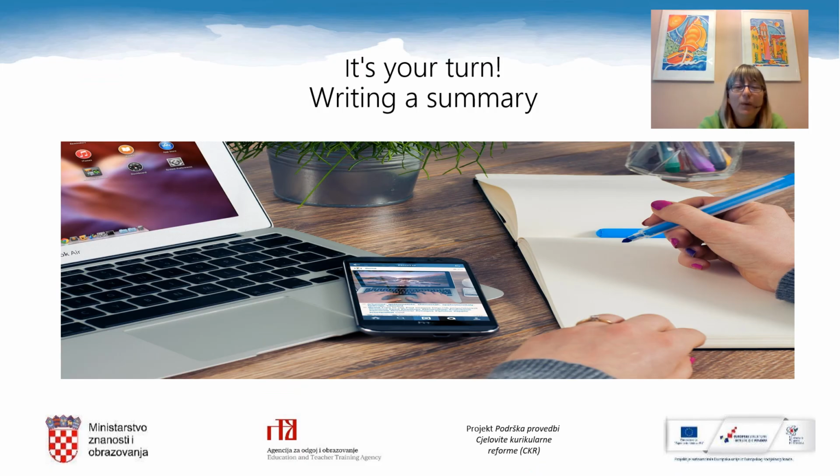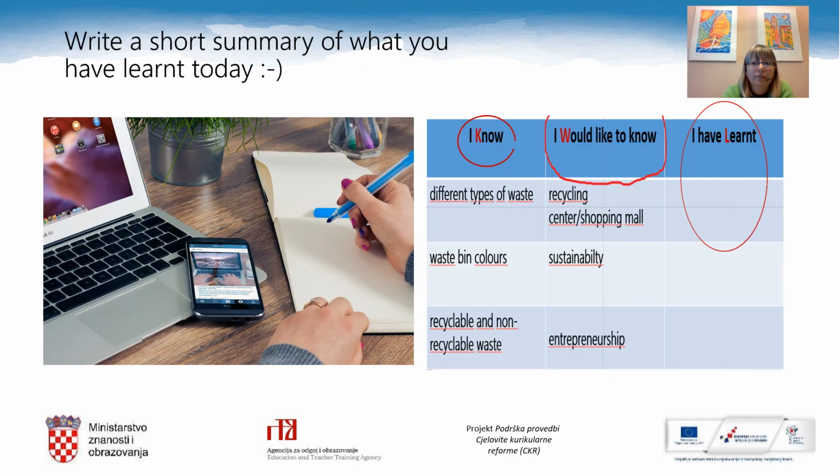As you can see, we have come to the part It's your turn. It is connected with writing a summary. And what is your task? Well, your task is to write a short summary of what you have learned today. For this activity, you will need your KWL chart again, but this time please write in the third column, I have learned. This column is circled red in the photo.